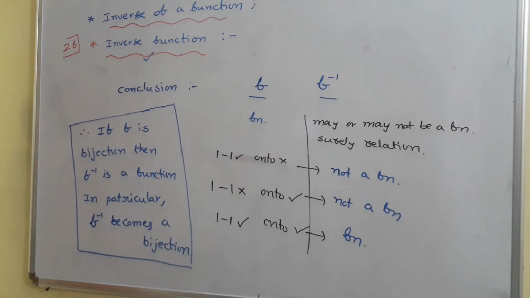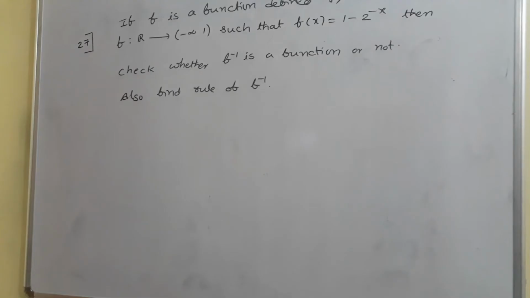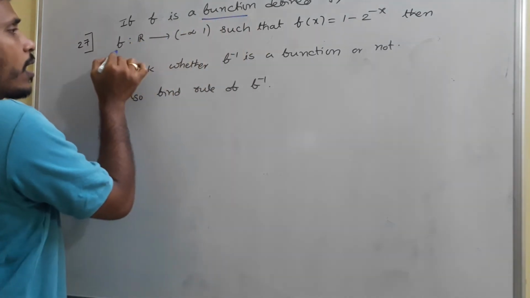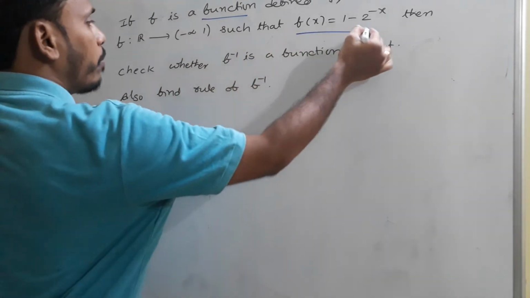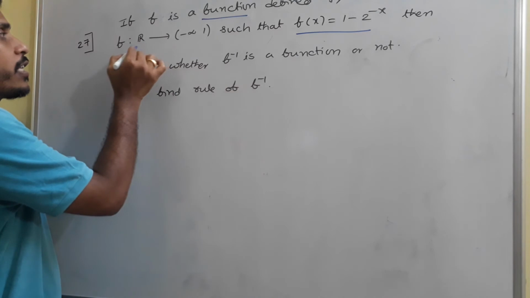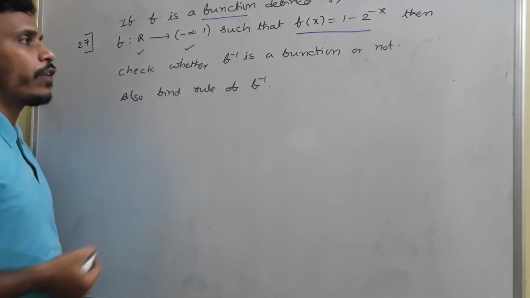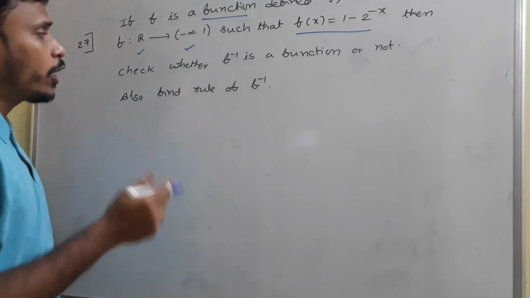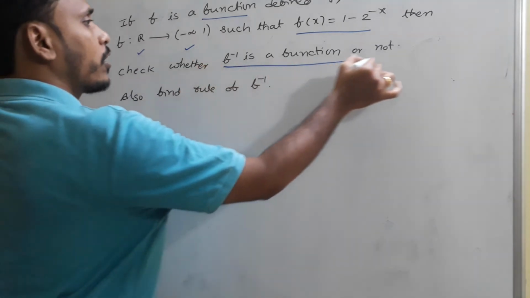So, f is a function, as given, and that is defined by f of x equals 1 minus 2 power minus x, and it is defined from real numbers to minus infinity to 1. Domain is real and codomain is minus infinity to 1. We need to check whether f inverse is a function or not.